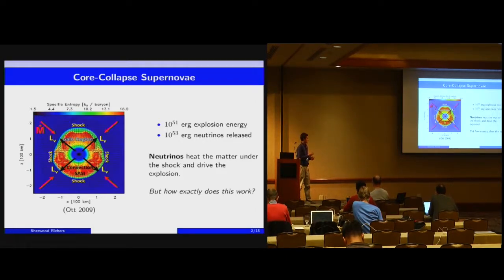So the canonical theory, as I alluded to, is that there's neutrinos that are emitted from this dense inner core. They pass through this matter that's under the shock, and as they're passing through it, they deposit a lot of energy, drive turbulence, and this drives the shock wave outward. Because neutrinos are so fundamental to this process, and it's so tenuously sitting between exploding and not exploding, treating these neutrinos accurately is very important.